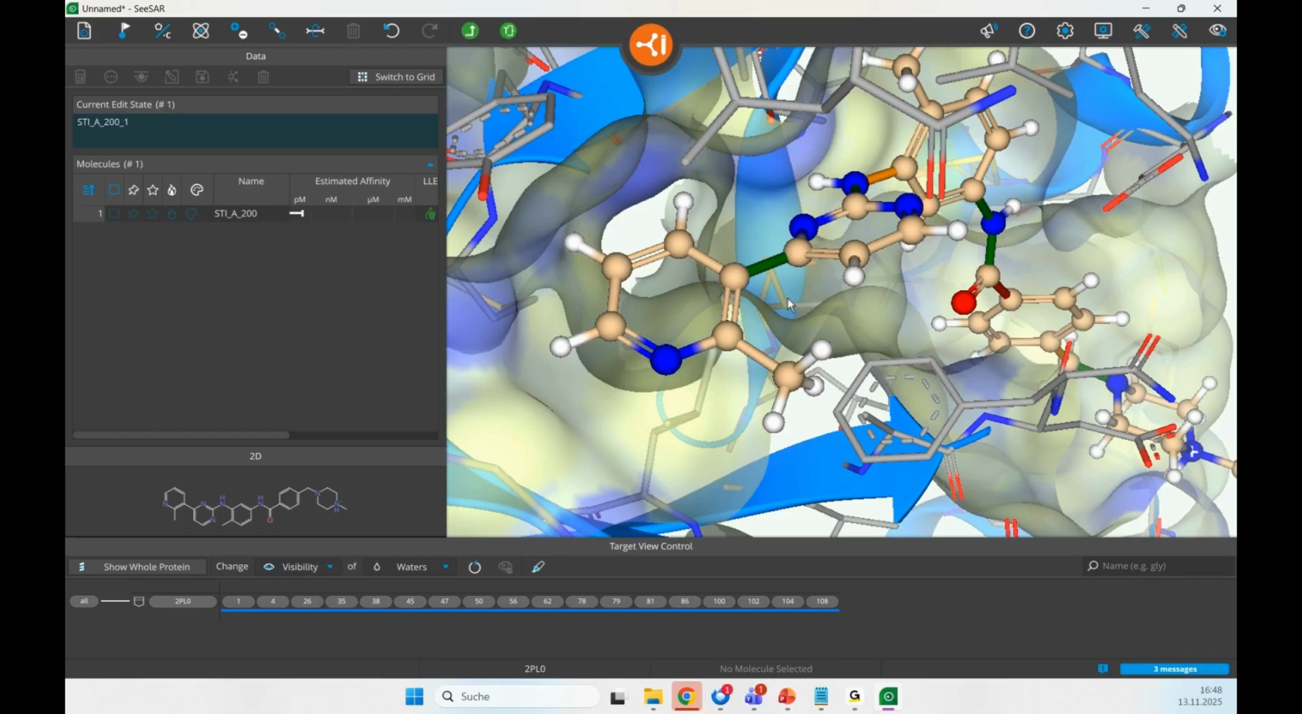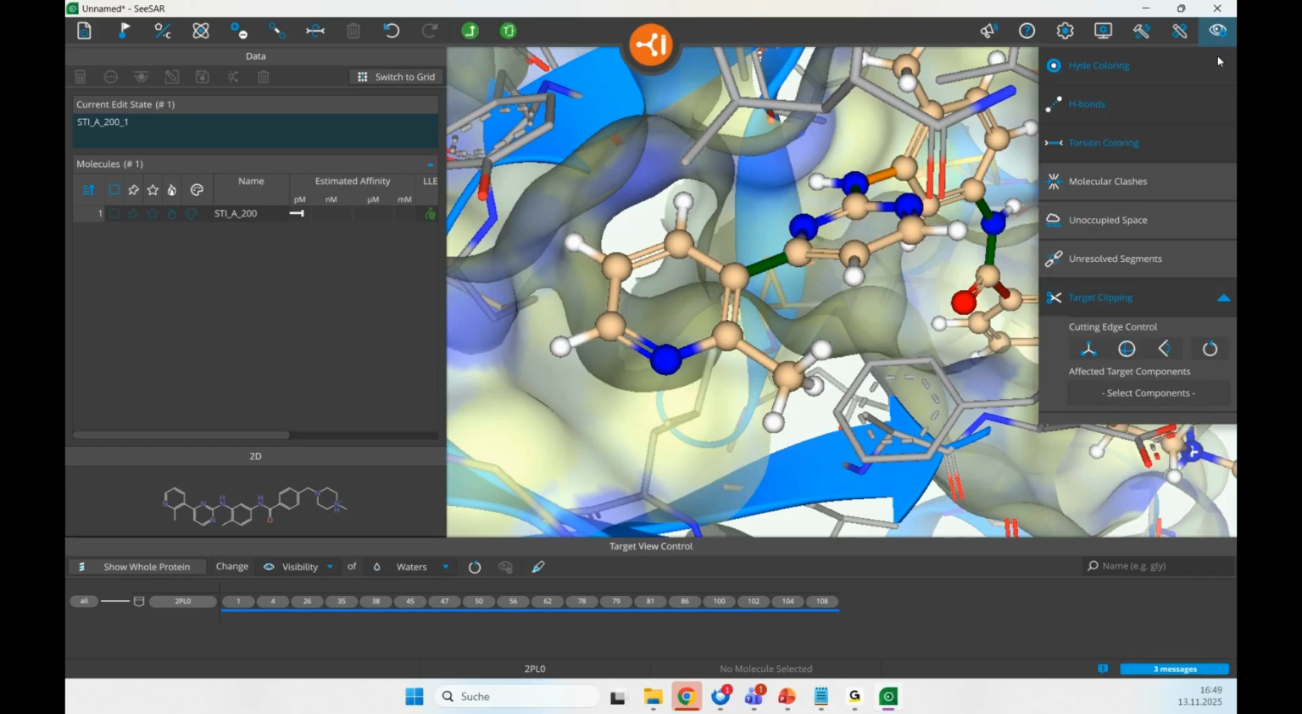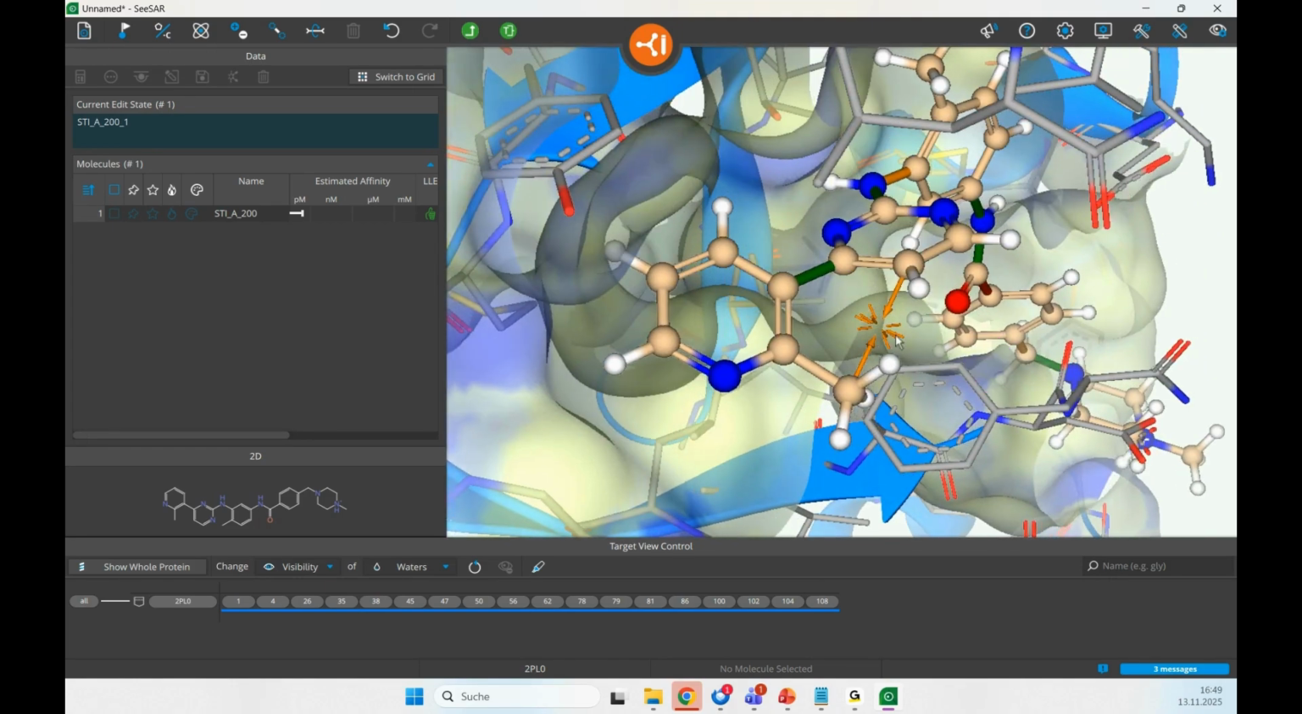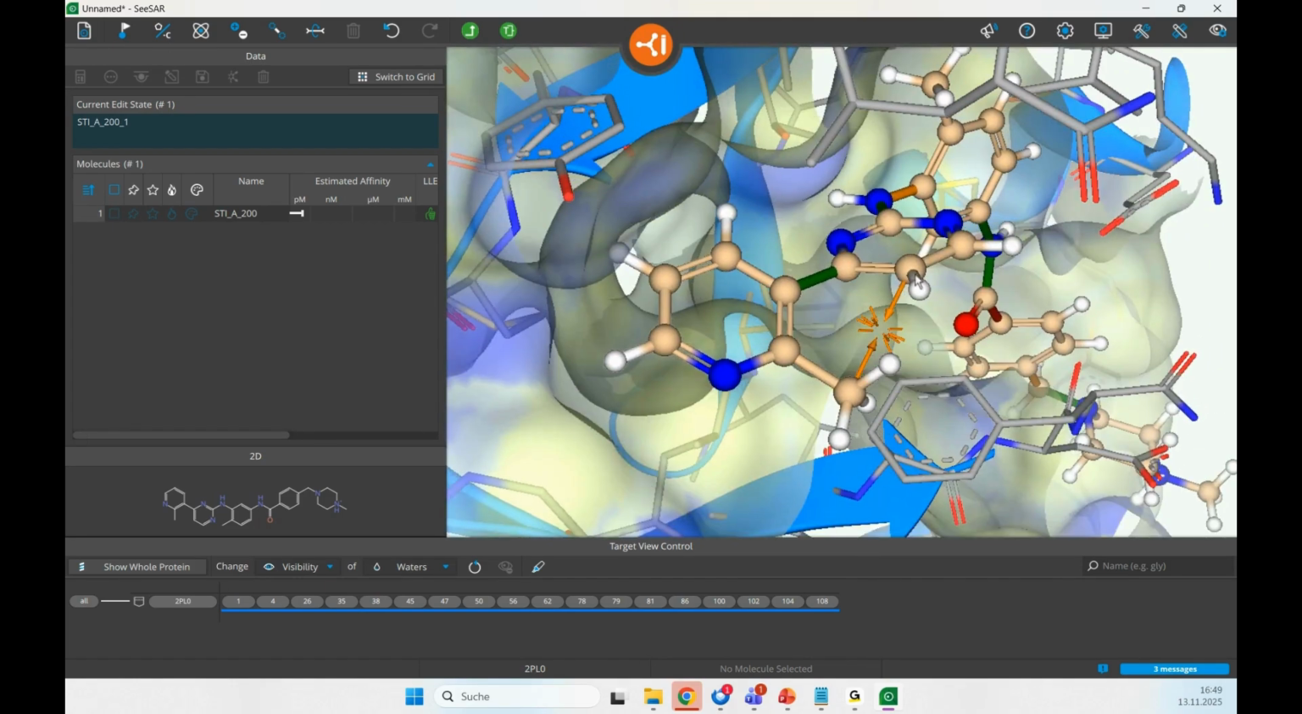Obviously, if you introduce a methylene group here, both ring systems have to change, because otherwise they would clash. And now, for this part, I will turn on molecular clashes. You can see here we get an indicator that even in this scenario, the methyl group would clash in this particular conformation. So this is something you should consider. Let's see if a fluorine is better tolerated, and yes, it is.